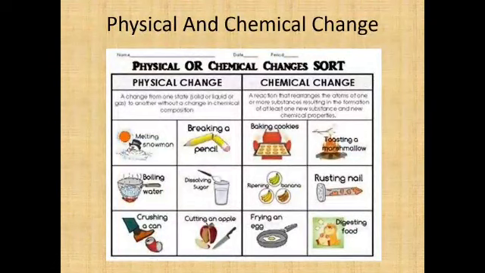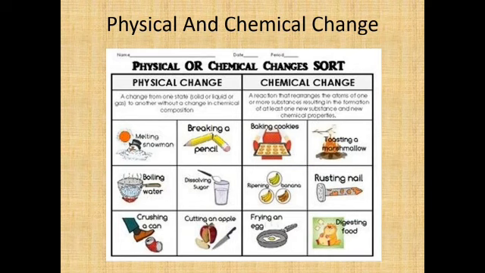Now, changes can be of two types, physical change and chemical change. A change from one state to another without a change in chemical composition is called a physical change. The examples of physical change are breaking a pencil, boiling water, dissolving sugar, crushing a can, melting of a snowman, cutting an apple.